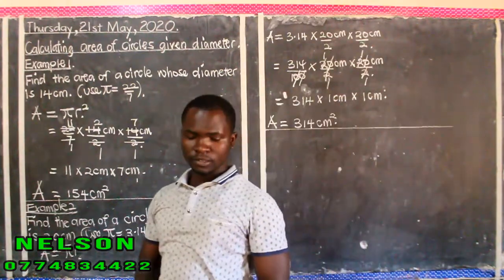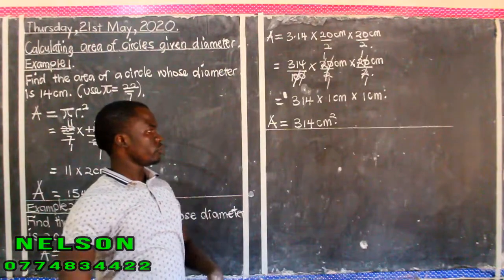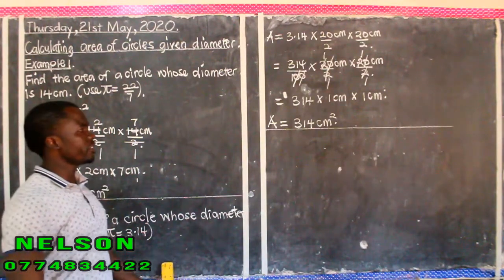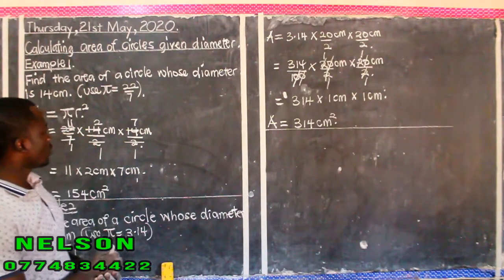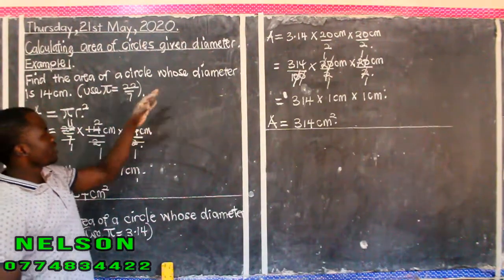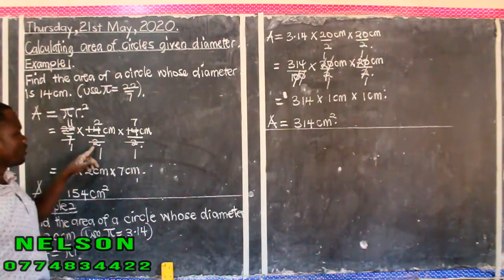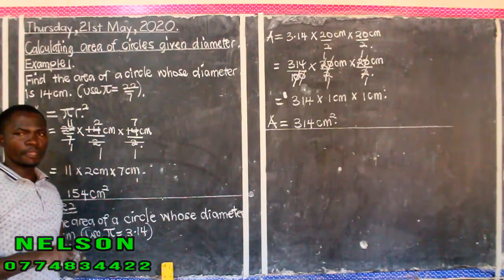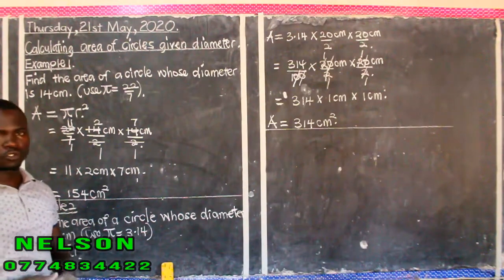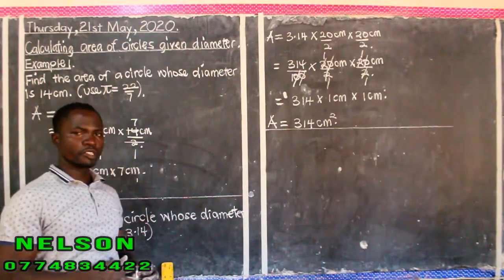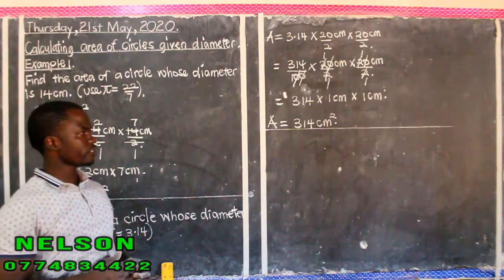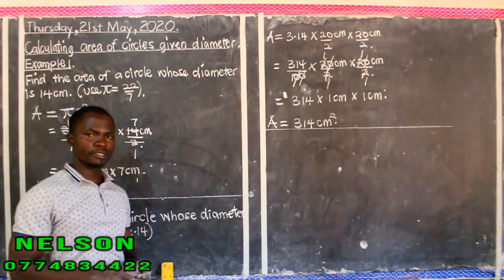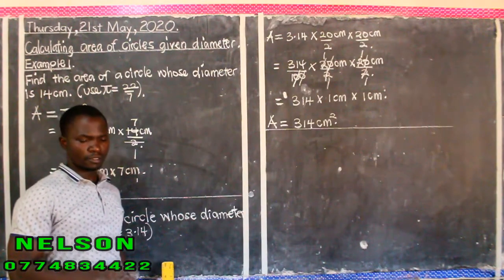So with that, I want to give you some work, and you do. It is very simple, like you can see. Make sure if they have given you the diameter, divide the diameter by 2 to get the radius. Okay? I want you to try this work. Make sure you get it right. And in case of any question, please ask.